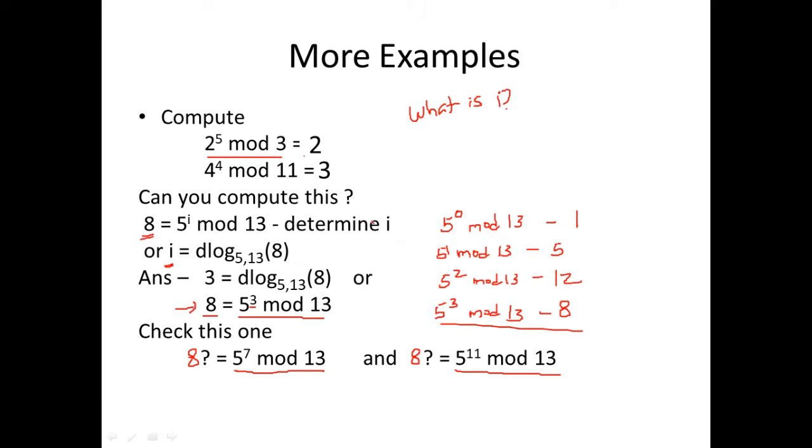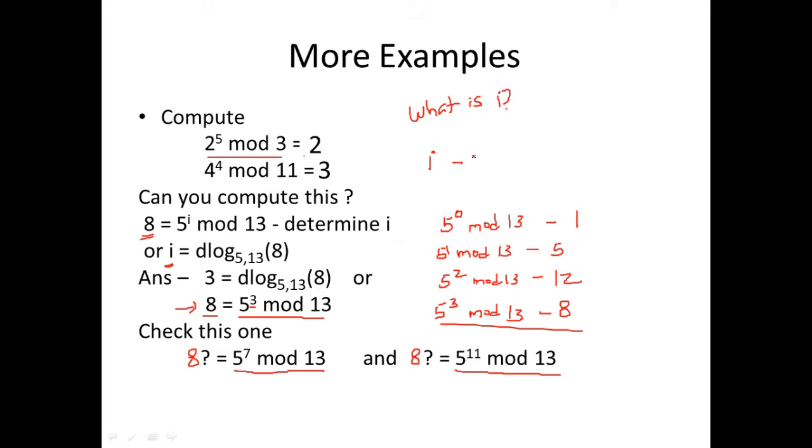But for discrete logarithms in cryptography, we need a unique answer. Discrete logarithm for I should be unique, should be distinct. So it should be like 5 power 3 gives me 8, 5 power 7 mod 13 should give me some other result, 5 power 11 mod 13 should give me some other result. So the discrete logarithm should give us a unique, distinct result. So please keep this in mind, I should not have duplicates.